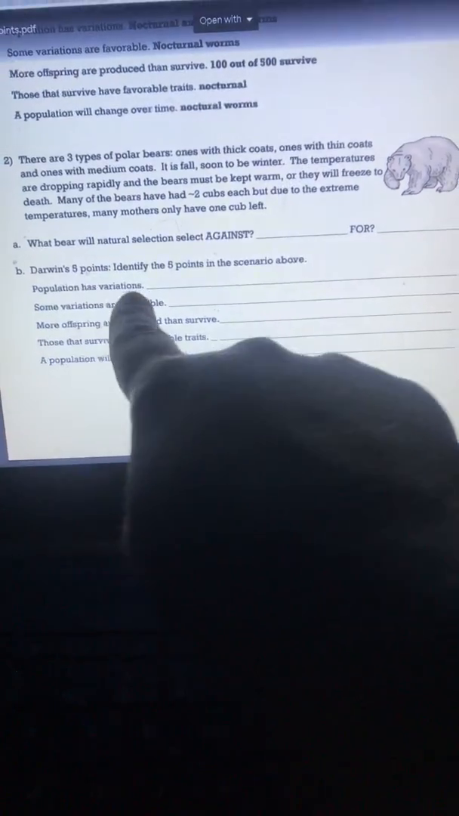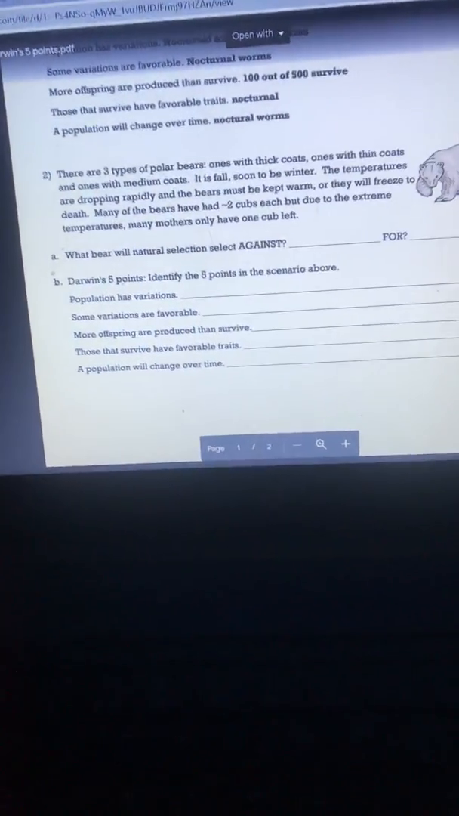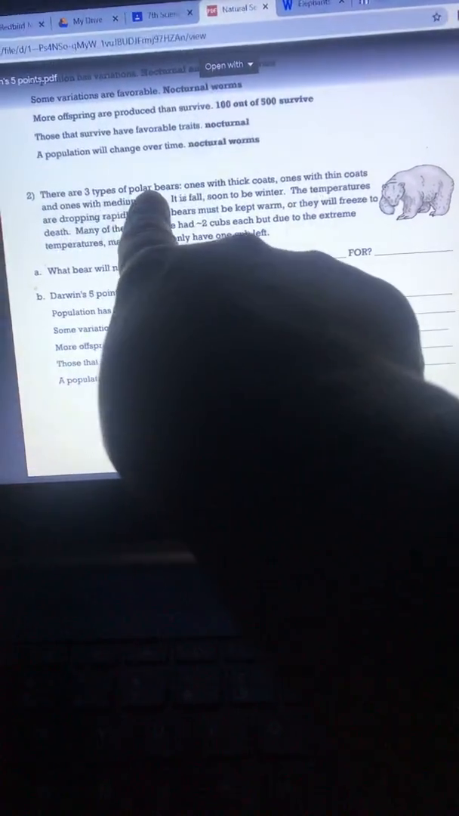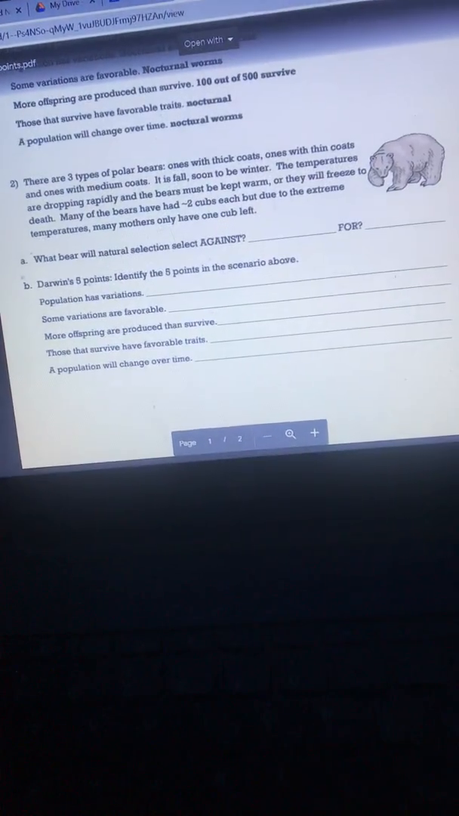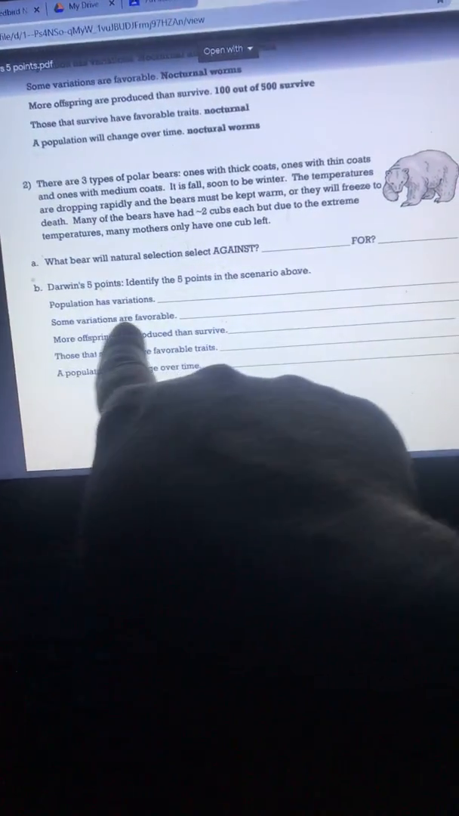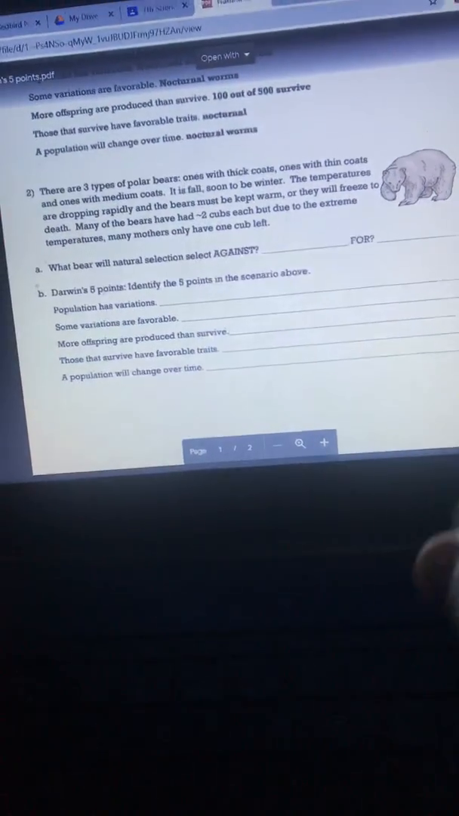What population has variety? What's the variety or the differences in this population? Well, the population is of polar bears. And there are 3 types. So the variety is thick, thin, and medium coat polar bears. Some variations are favorable. So which variety is the favorite of those 3? You can give me 1 or 2.